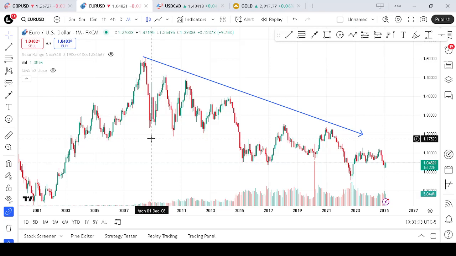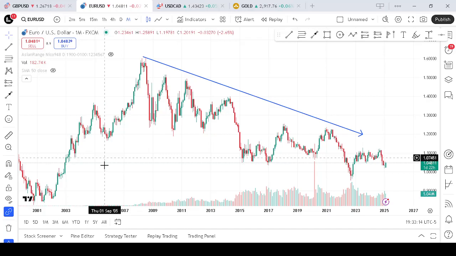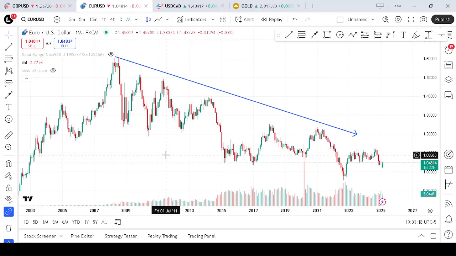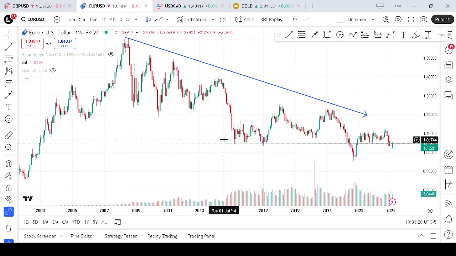Now, finally, understanding market condition is crucial. Economic indicators and news events can significantly impact currency prices. You can better anticipate potential market movement by staying informed about upcoming economic releases or geopolitical events.